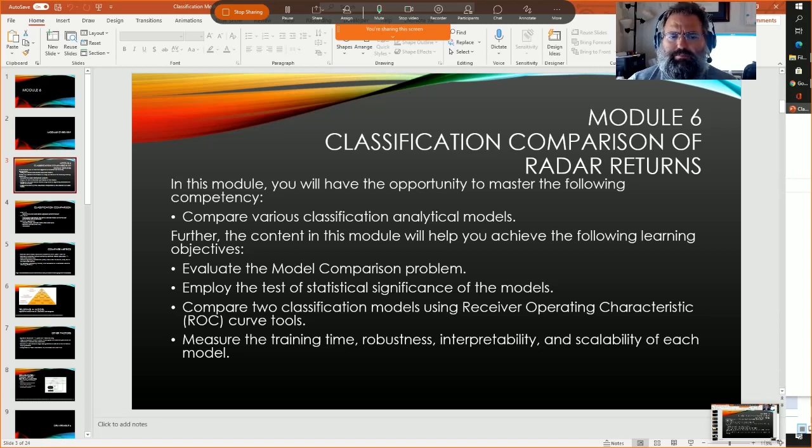The reality is most of the time you don't really need a test to be able to tell. You're going to go for the model that has the best accuracy or recall or whatever the needs are, not necessarily go to the trouble of doing a statistical test to determine which one is significantly better than the other, significantly being statistically significant. But the idea is that you do want to be able to use the receiver operating characteristic, the area under that curve. That's one of the key ways that is often used to determine the better model. And then measure training time, robustness, interpretability, and scalability of each model.